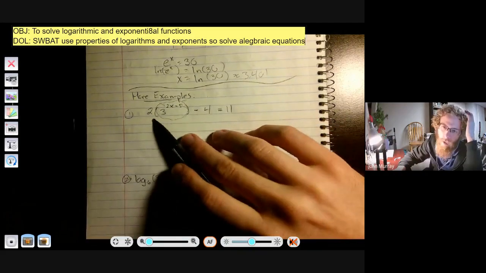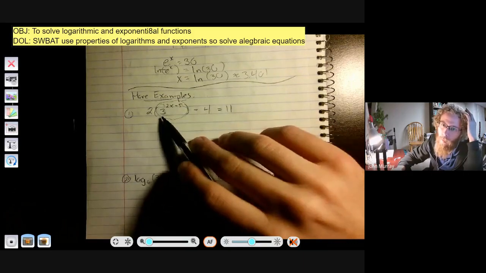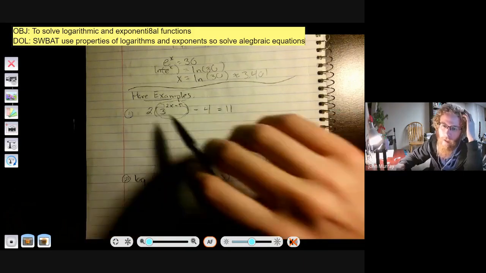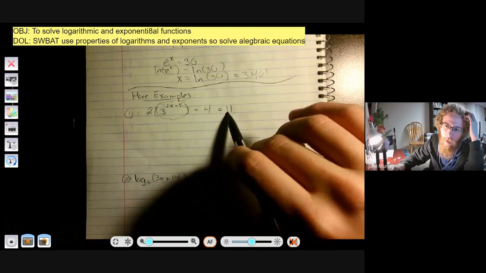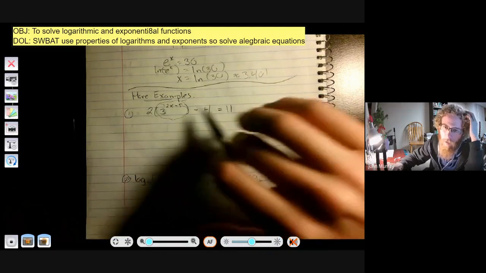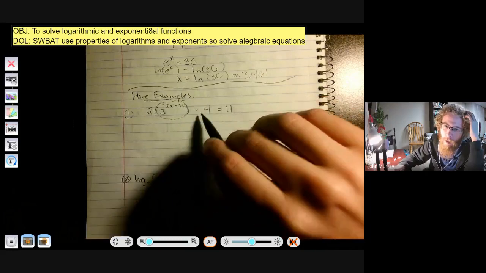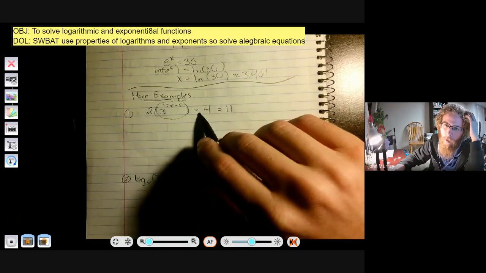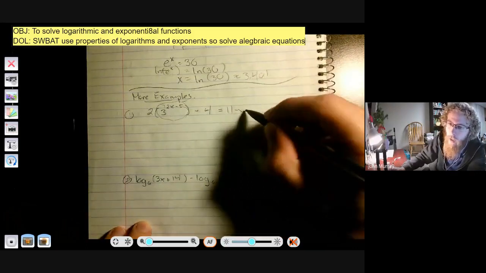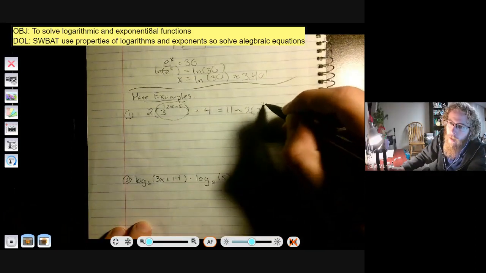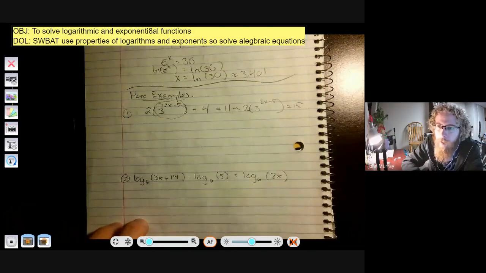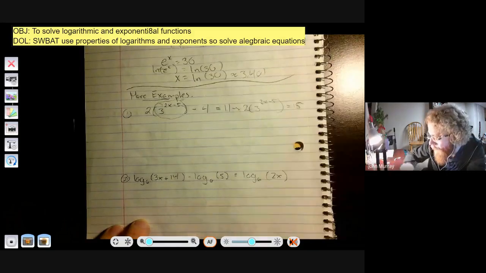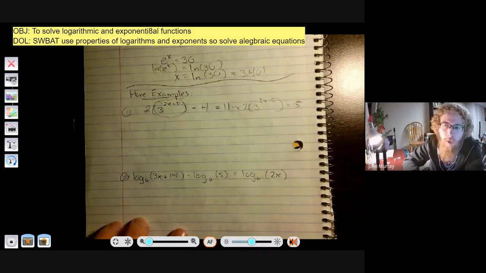Okay, you could divide by 2 first, but be careful. When we multiply or divide, it has to go to every part, right? That has to be distributed. So if you divided by 2, you'd have to divide this by 2 and this by 2. So I don't want to deal with any unnecessary fractions. So the first thing I'm going to get rid of is minus 4. So we're going to add 4 to both sides. So on the right side, I get 15. And on the left side, we remove that 4, and we just have 2 times 3 to the 2x minus 5.